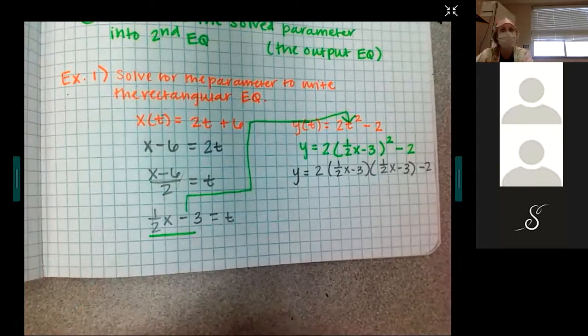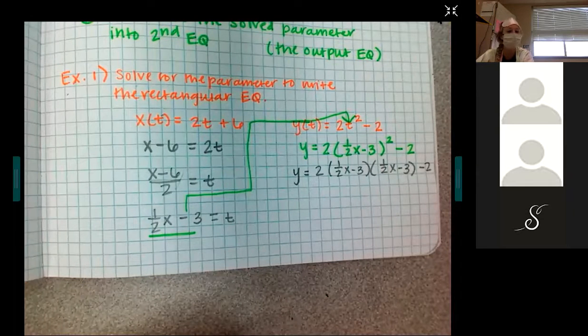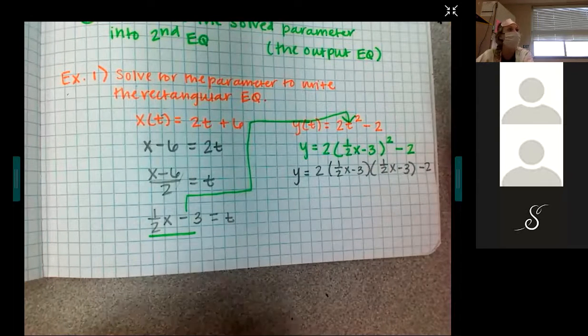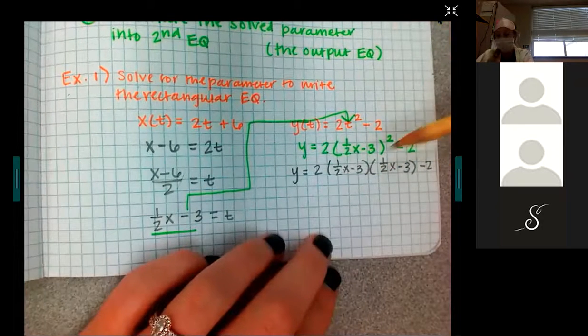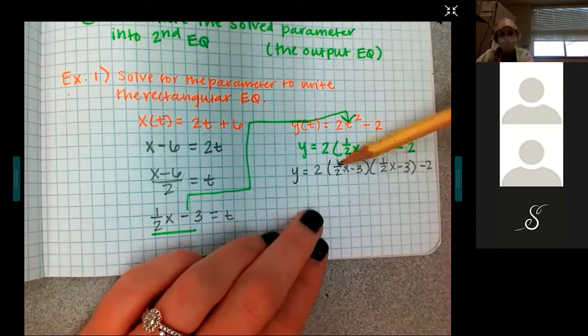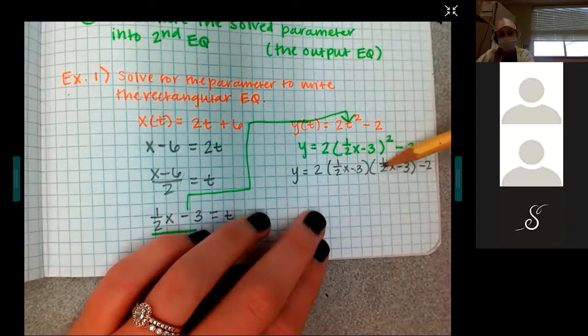All right, listen to me very carefully because some of y'all messed this up on the first test. You do not distribute the 2 first. You do the parentheses first. Hashtag PEMDAS. Parentheses first: 1/2 X times 1/2 X. Then we're going to do 1/2 X times -3. There's my first and my outer. Then I'm going to do -3 times 1/2 X, and then -3 times -3, right?